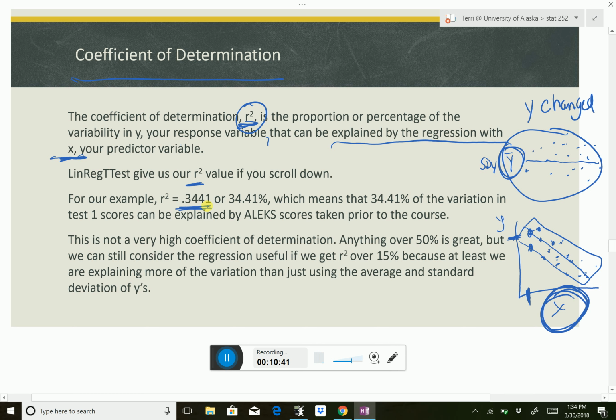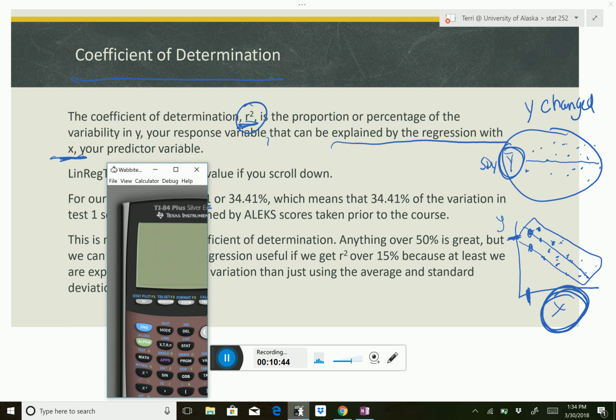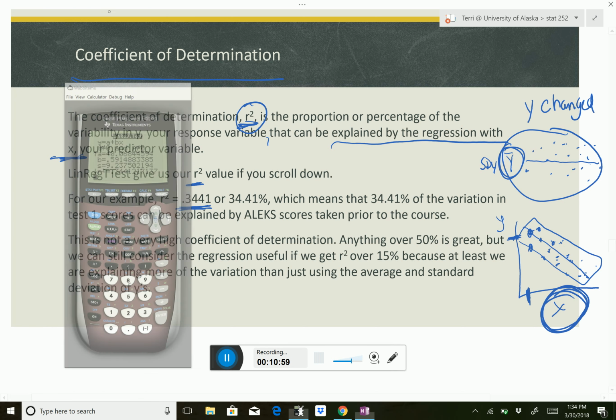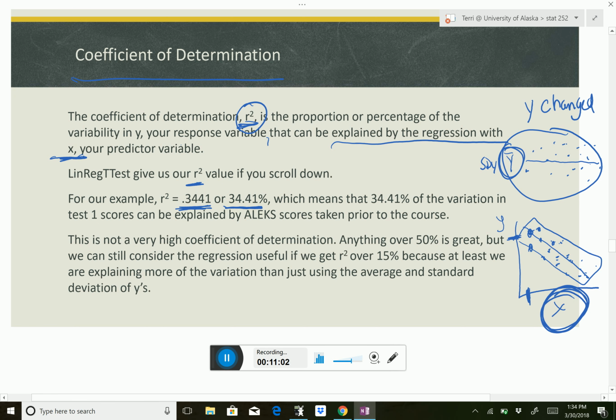So here, the R squared in our example, so I'll show that to you real quick. In our example, if you go back to LinRegTTest, you scroll down to the end, you'll get your R squared, 0.3441. So that's what we have. And that's 34%. So 34% of the variability in Y, in test scores, can be explained by the ALEC scores that were taken prior to the course. So 34% of the variability. That's about a third of it. I'm explaining a third of it.